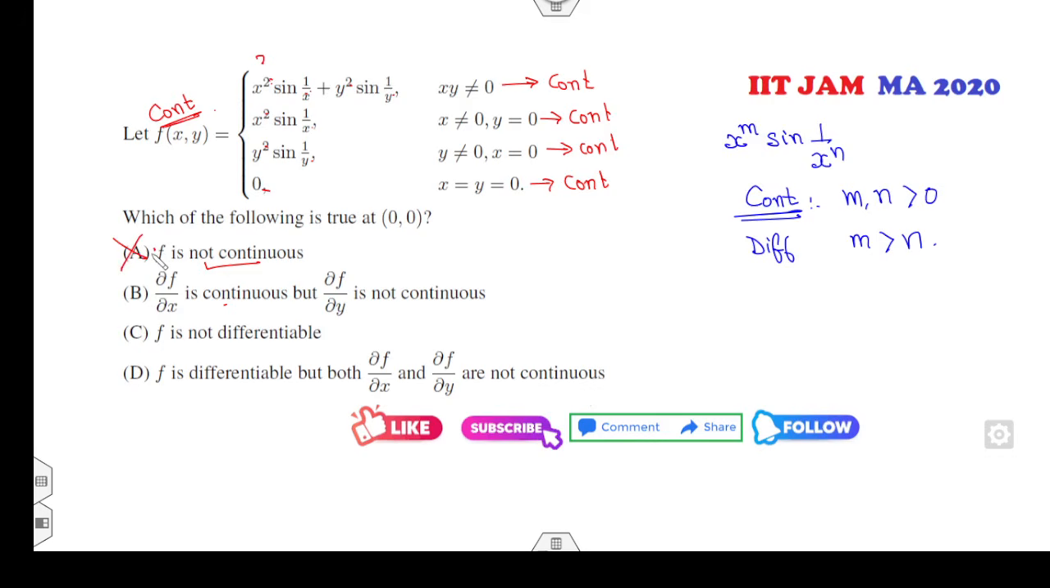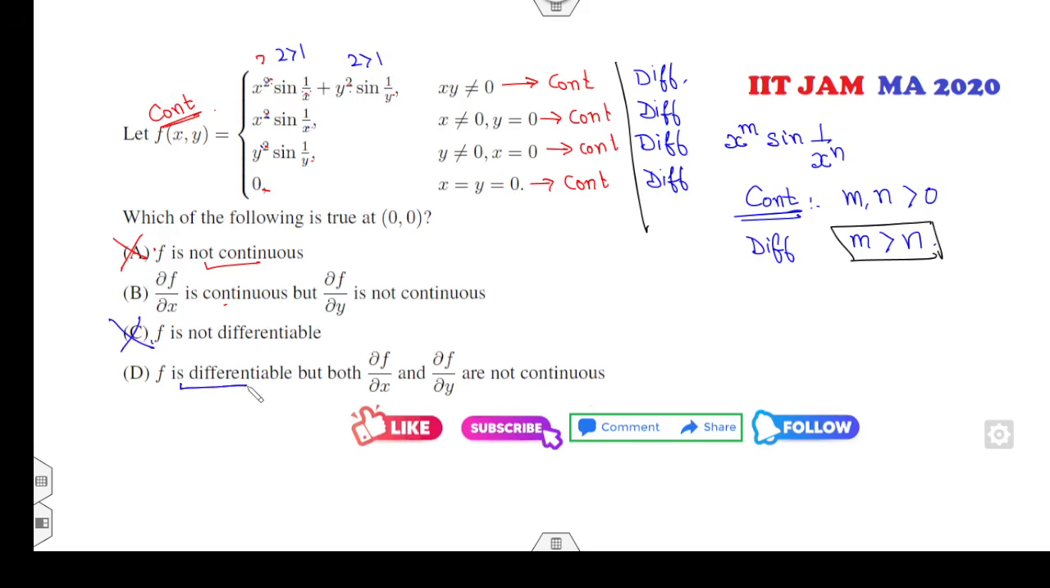The first option is cancelled. Whether it is differentiable or not, how can you check the differentiability? I can apply this rule: whether m is greater than n or not. 2 is greater than 1, satisfied. So the first part is differentiable. Every constant function is differentiable, so every case is differentiable. The C option, f is not differentiable, is cancelled. F is differentiable, satisfied. Now whether the partial derivatives with respect to x are continuous or not.